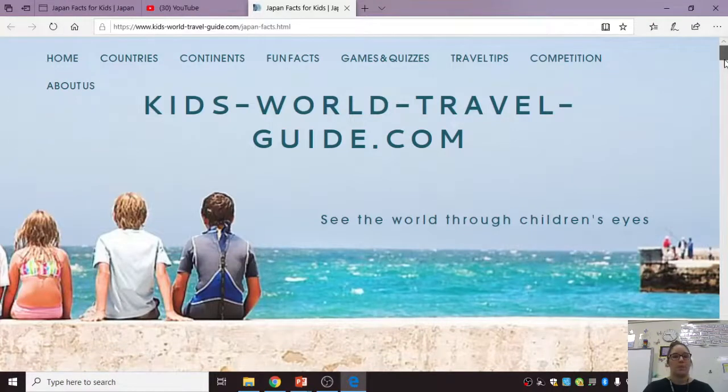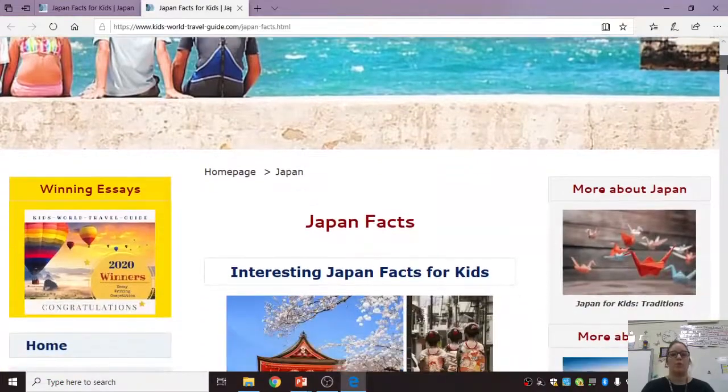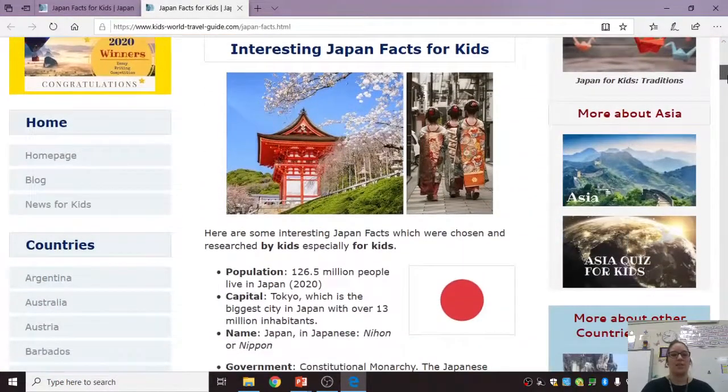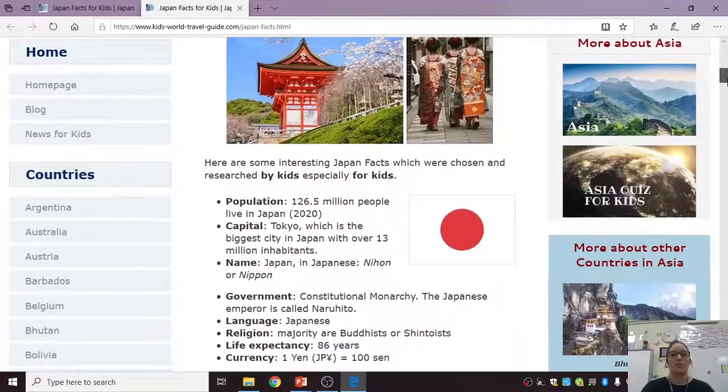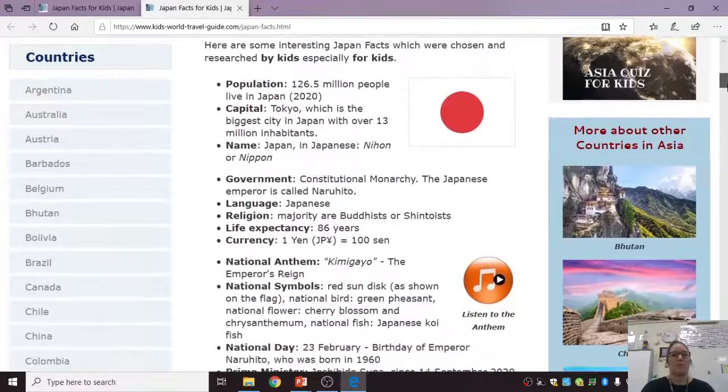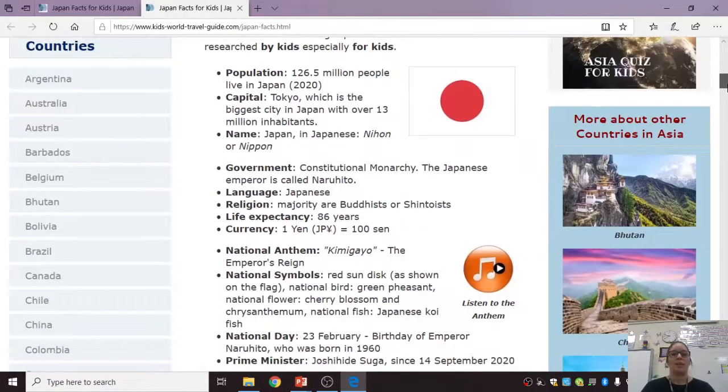Okay, so here is the travel guide for Japan, the Japan facts. So we've got some really interesting facts here. These were chosen by children and researched for children, just for children. We can see the population is 126.5 million people. That's the amount of people that live in Japan. And we can see that the capital is Tokyo, which we've already mentioned.